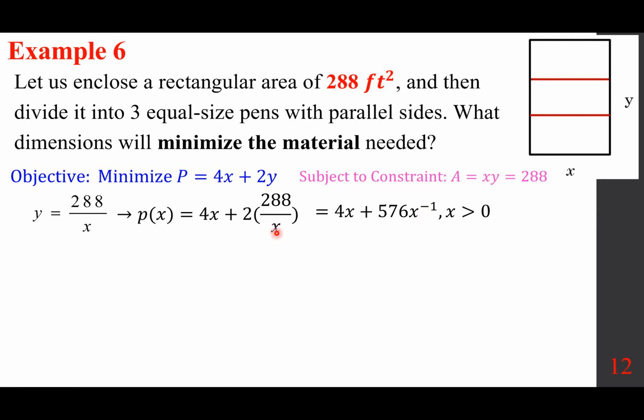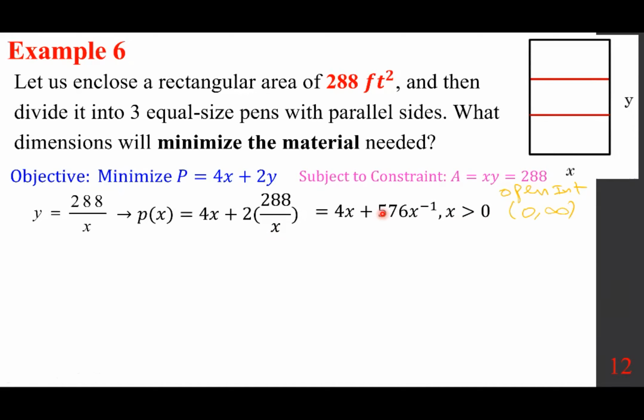But what could x be? X must be positive. Why is that? Because dimensions cannot be negative. And we have the open interval of 0 to infinity.